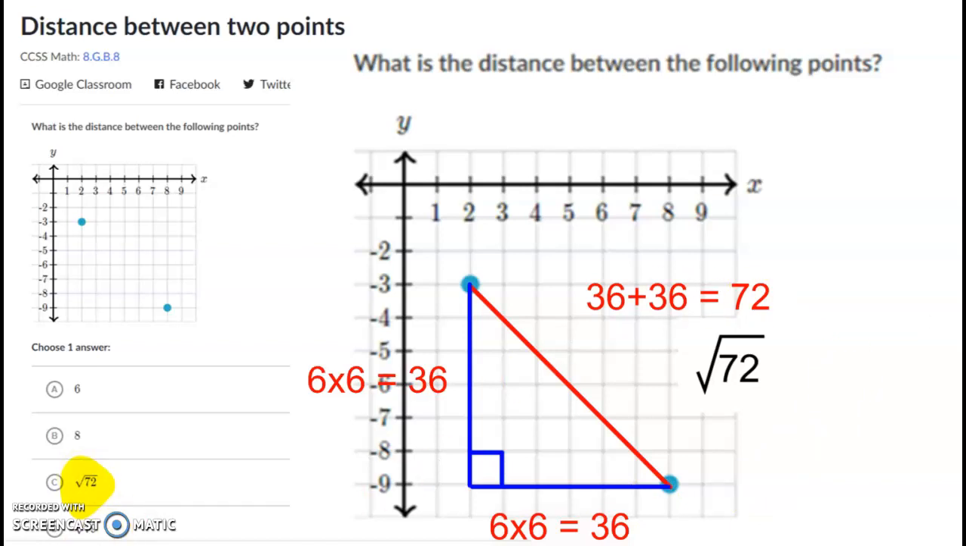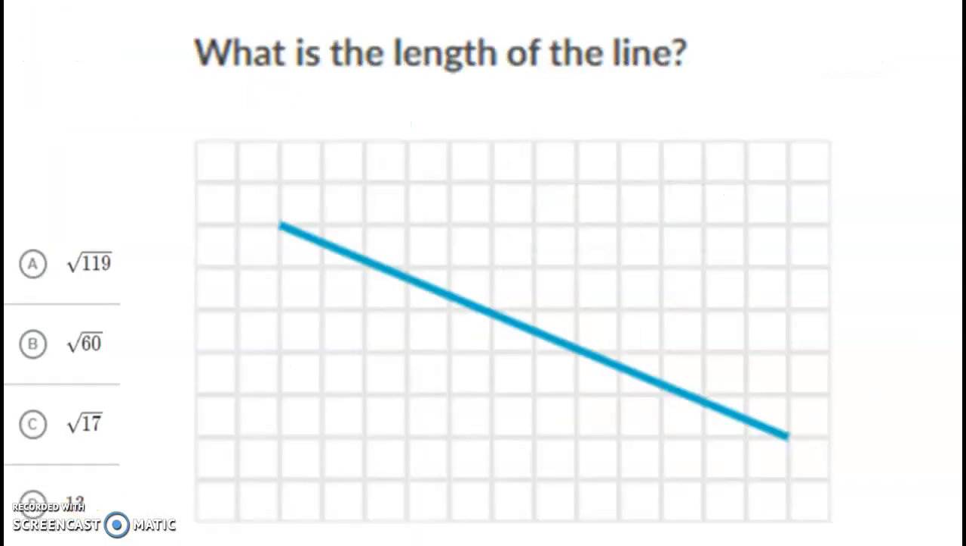Let's look at the second problem in your Khan Academy assignment. And in this one, look, they didn't even give numbers. They're just putting a line on a piece of graph paper. But it's very similar to what we just did. And what they're wanting you to do is see the right triangle.